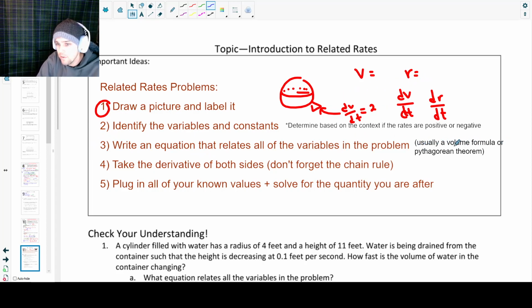Usually, we're going to be dealing with volume formulas, maybe the Pythagorean theorem. There could be some other things, areas, maybe some other different formulas that we want to be working with. But it'll be a pretty common known formula for us. Step 4, take the derivative of both sides of that formula, whatever it was. So we took the derivative of our volume formula, remembering to use the chain rule, right? It's very important when we take the derivative of a formula like this.